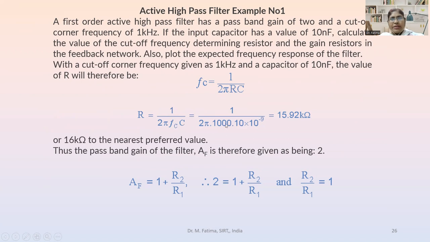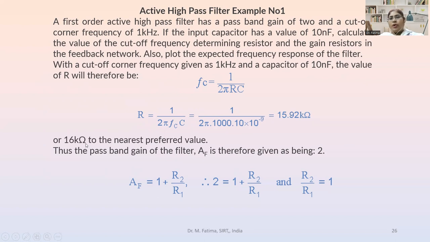See here, the value of the cutoff frequency is 1 kilohertz, that is 1000. 2 pi is already written here. The value of capacitor is 10 nanofarad, so this is equal to 10 into 10 raised to minus 9. So this is giving a value of 15.92 kilo ohm of resistor. So round off this figure and take 16 kilo ohm. So the value of resistor is equal to 16 kilo ohm.